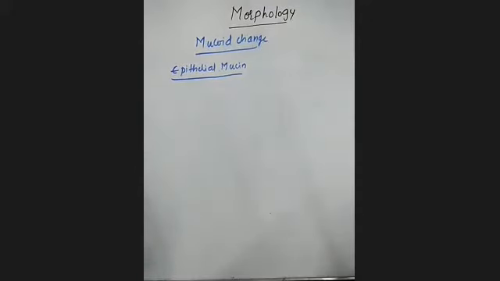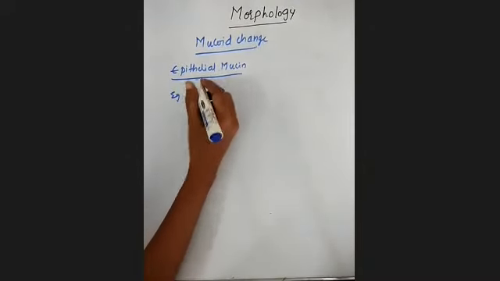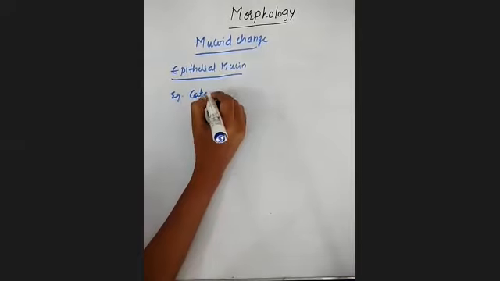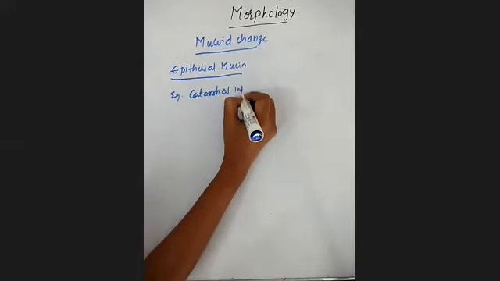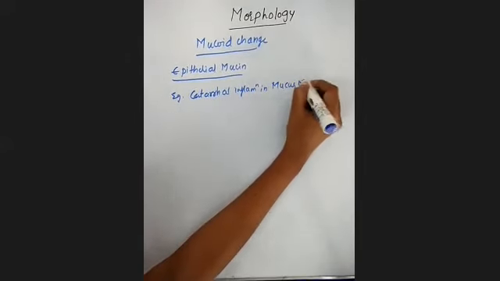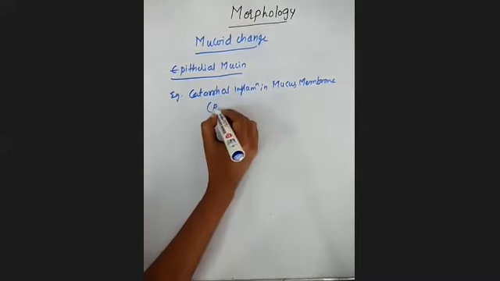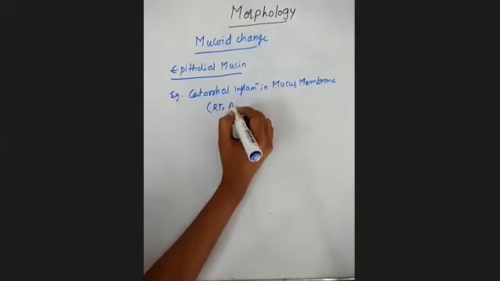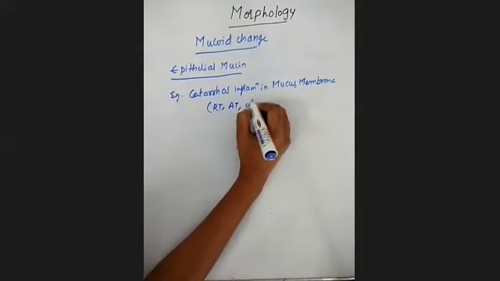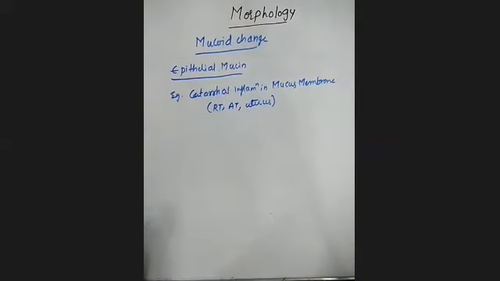If you see this epithelial mucin, we'll see some examples where you are going to observe this type of epithelial mucin. For example, catarrhal inflammation of mucous membrane. If there is any inflammation in the mucous membrane, specifically in case of the respiratory tract, the alimentary tract, and the uterus, you will call it an epithelial mucin.